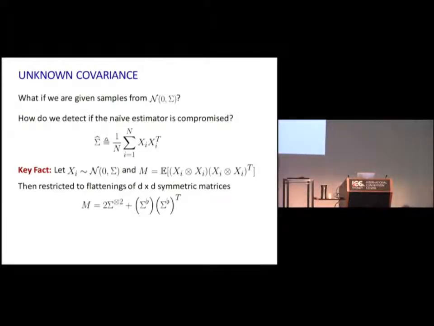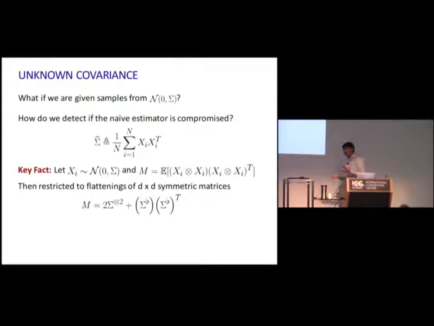Imagine I take samples from this unknown Gaussian, mean 0, unknown covariance. What I can do is compute a fourth moment of those samples. Remember, x_i is a length d vector. I can take that length d vector and tensor it with itself. That creates a length d squared vector. And then I can take its outer product with itself. What that creates is a d squared by d squared matrix, which captures the fourth moments.